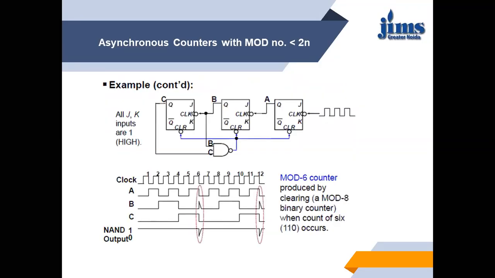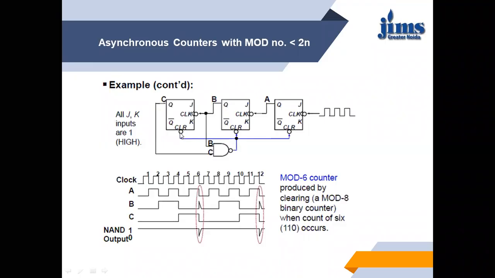So what happens whenever C is 1 and B goes to 1? Here C is 1 at this moment. It will start from 000, then 001, 010, 011, 100, 101, and whenever both B and C try to be 1, here you can see at the 6th clock cycle, C is 1 and B goes to 1. So whenever B equals 1 and C equals 1, the output of the NAND gate will be 0.